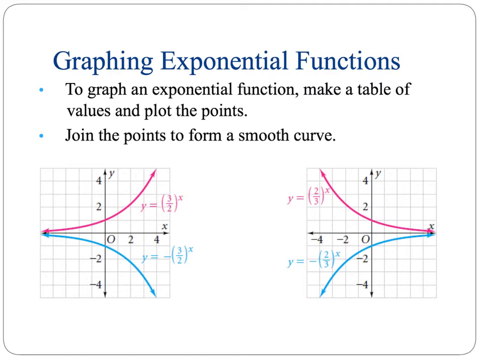Here you can see that we have two different graphs of exponential functions. Now, in the case of the first graph here on the left, if I look at this red curve, it is the graph of y equals (3/2) to the power of x, whereas the blue line that curves downward is y equals negative (3/2) to the power of x. So typically we would only be looking at one of these, and if it's a positive value, then it's going to be curving upwards.